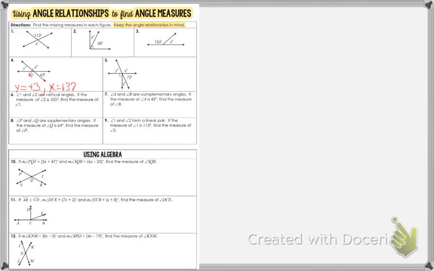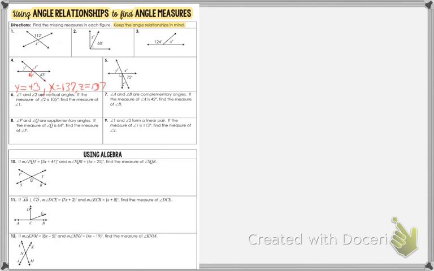X is right across from z, so guess what? Z has to be also 137. Easy problems. Alright, let's go to number 7.